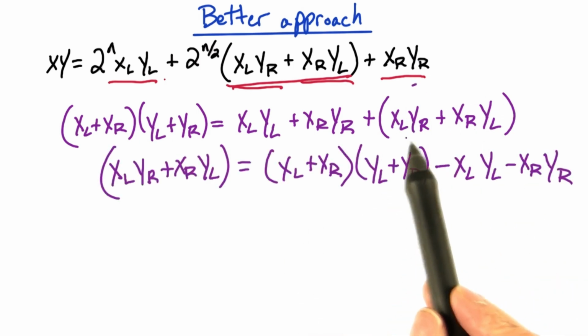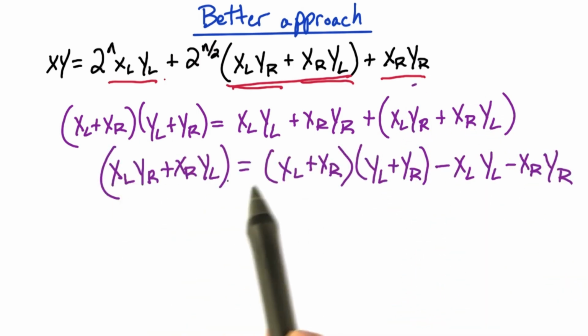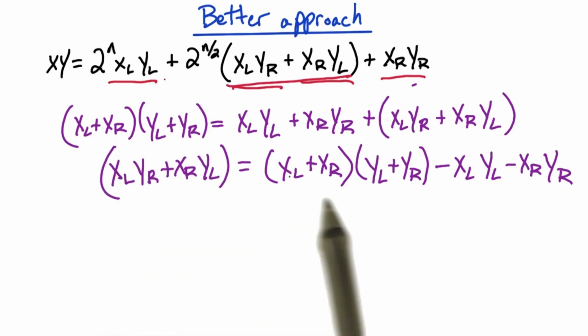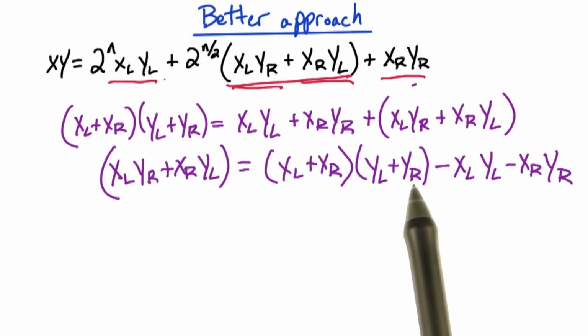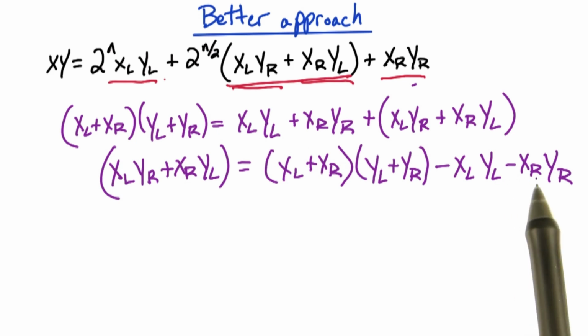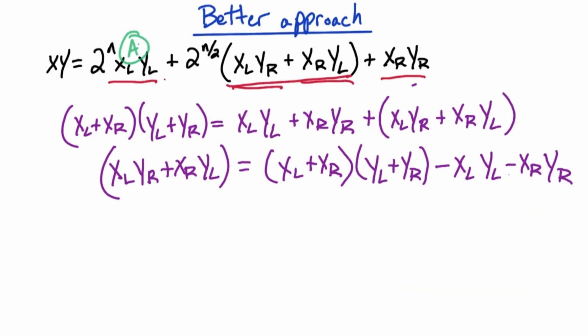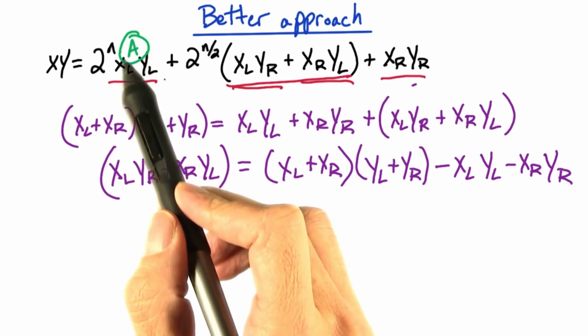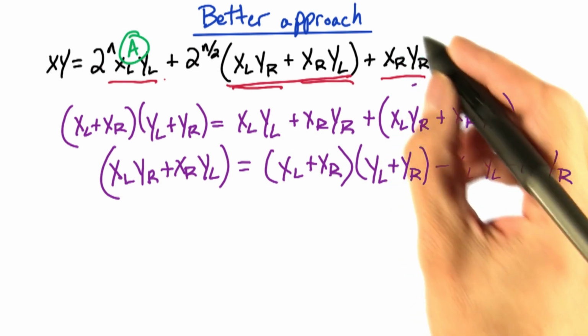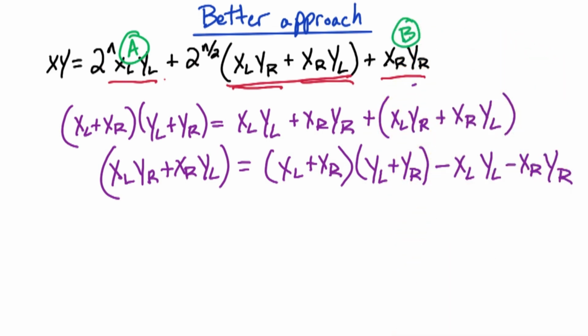This quantity, xl times yr plus xr times yl, is equal to the left-hand side, xl plus xr, times yl plus yr, and then we subtract off these two terms, xl times yl minus xr times yr. Now in the algorithm we just had, this term xl times yl was the quantity a, which we recursively computed. xr times yr was b, which we recursively computed.